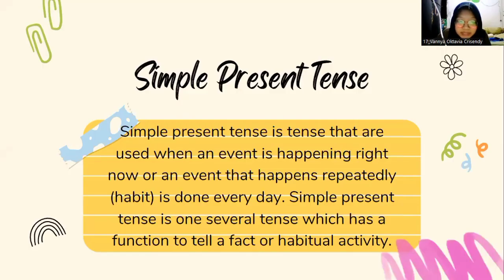Simple present tense. Simple present tense is tense that is used when an event is happening right now or an event that happens repeatedly or a habit done every day. Simple present tense is one of several tenses which has a function to tell a fact or habitual activity.